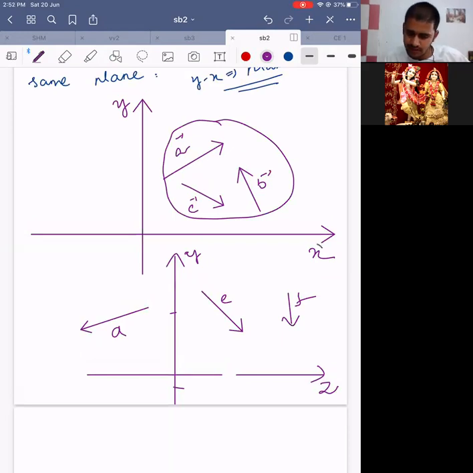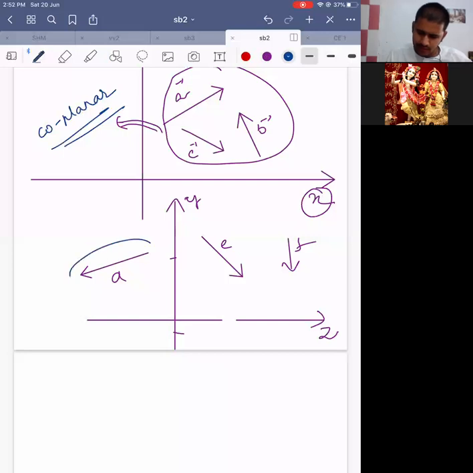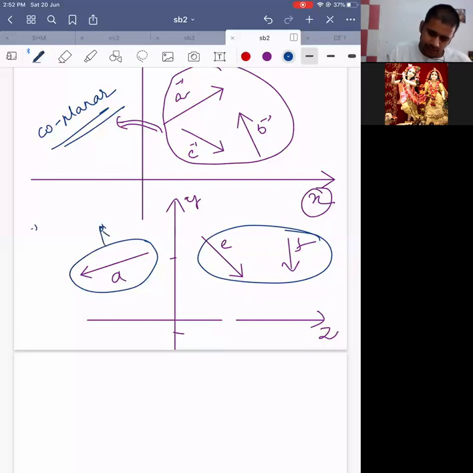because it is in the y-x plane. So all three vectors are called coplanar vectors, because they are on the same plane. Okay, and this is E, D, F. They are on the same plane, called coplanar vectors. This is actually a two-dimensional part.